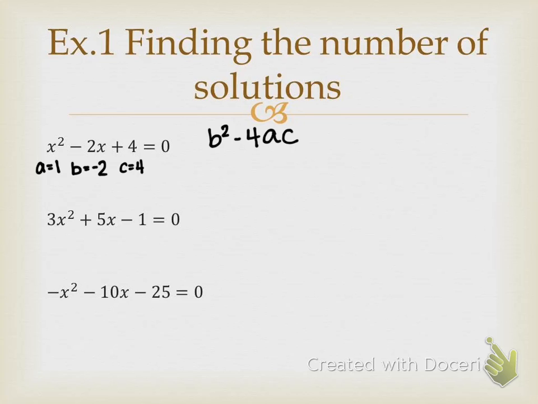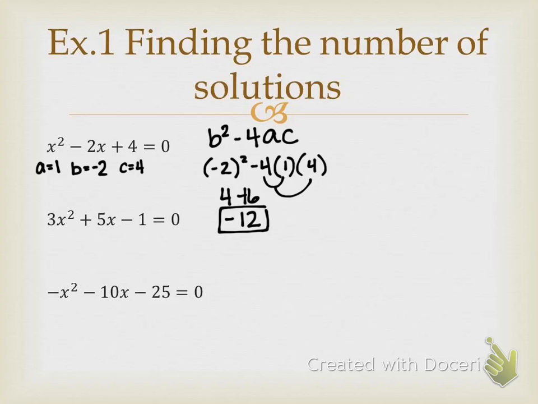All right, let's plug in our numbers. Negative 2 squared minus 4 times a, which is 1, and c, which is 4. All right, now all I got to do is solve it. Negative 2 squared is 4. Negative 4 times 1 is negative 4. Negative 4 times positive 4 is negative 16. 4 minus 16 is negative 12. So this is the answer of my discriminant. So how many solutions will I have? Well, I know if I have a negative number, I will have no solution.